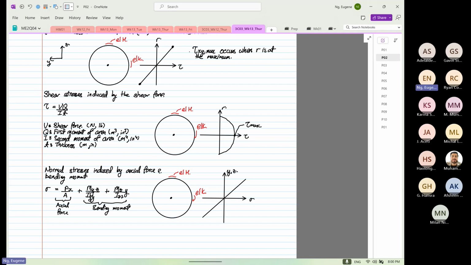Element H. In the real world, you are going to analyze where the maximum stress will be acting. Are we clear? But we are not there yet.